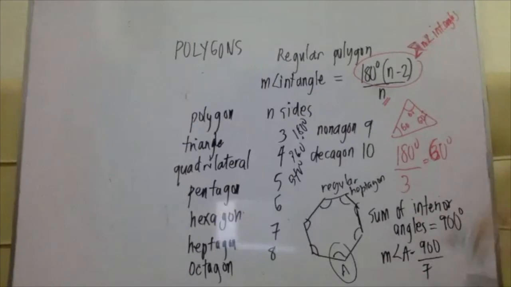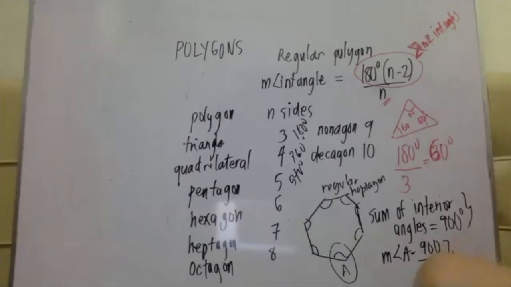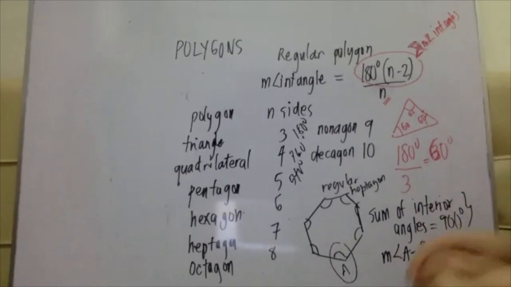So, guys, again, nag-work lang to for regular heptagon. But this one, nag-a-apply to for all heptagons in general. Okay? Kasi sum lang naman yan ng interior angles eh. So, nag-work to for every heptagon na meron. Ito for regular heptagon lang. Ito bang kailangan nyo malaman?